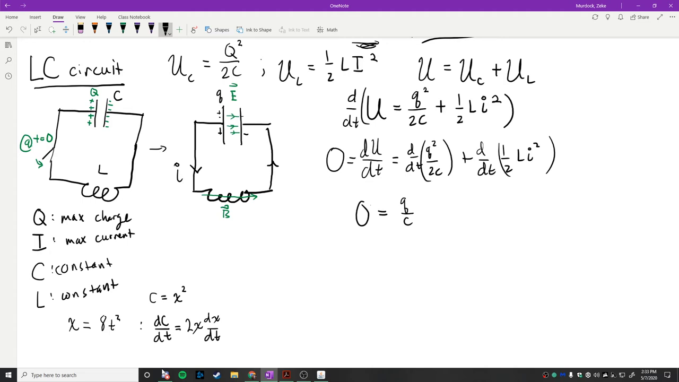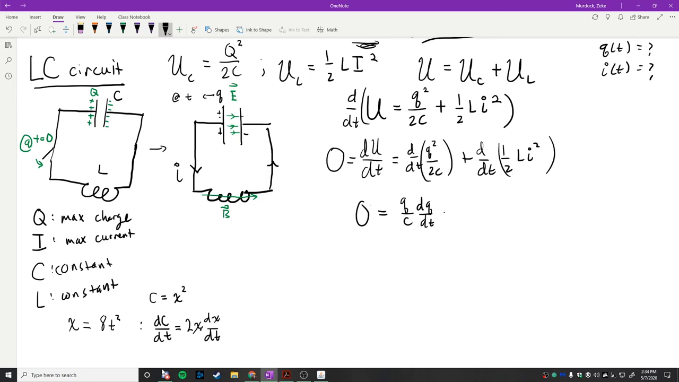Now, we could have just plugged in 8t squared for x if we wanted to, but if we don't know what x is to begin with, we can't do that, right? So over here, I took d/dt of q squared over 2C, but q is the charge on the capacitor at a moment in time, at time t. So effectively, q is a function of time. And this is one of the things we're going to try to figure out here. Also, the current in the system is a function of time. So when I take this derivative, I also need to put on it dq/dt.